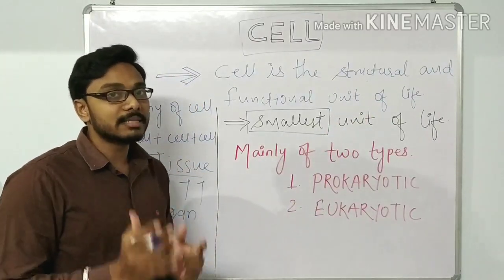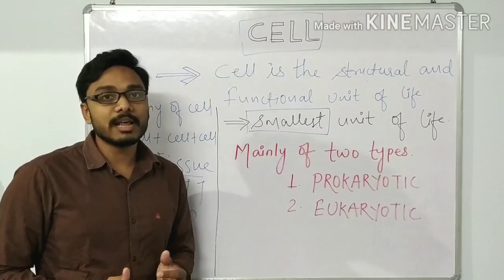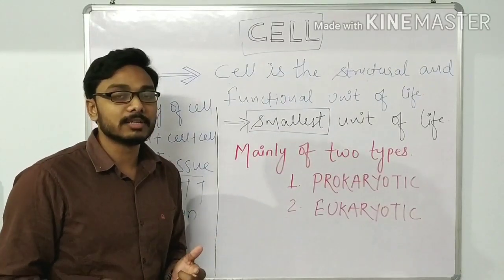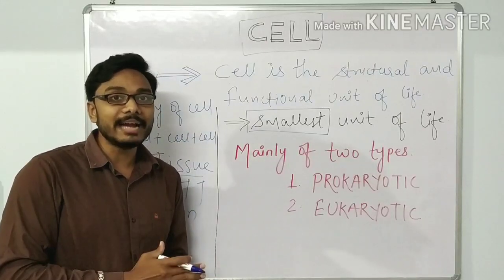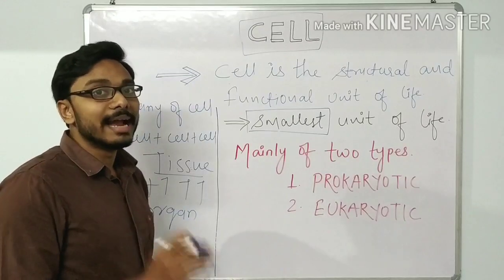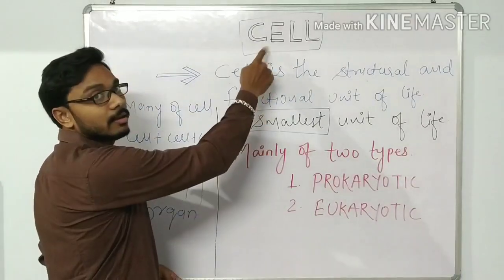You have seen plants have different structures, humans have different structures, and animals, say a dog has a different structure, tiger, lion, elephant, rat. They are all different organisms, and they all have different structures, and that structure is given by the cell.